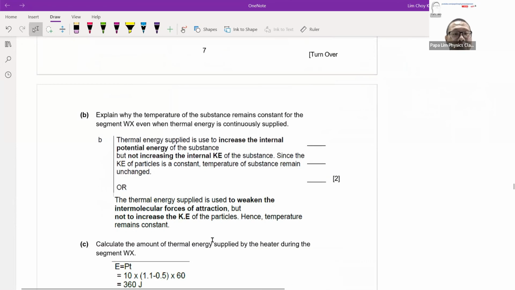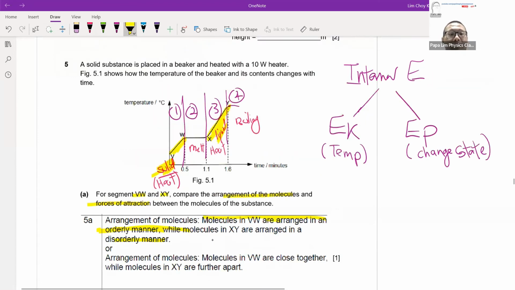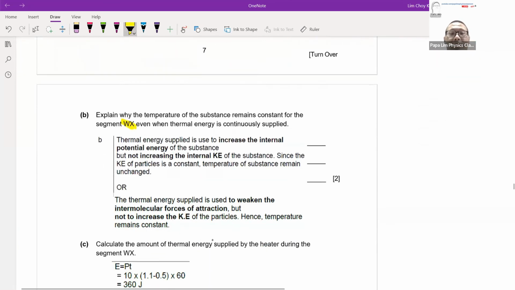Then we look at what happened to the segment WX. WX here refers to melting. When describing the energy change in melting, the student needs to describe what happened to the kinetic energy and what happened to the potential energy. If you've done it, you know the keywords, and you should write in a way that encompasses potential energy and includes kinetic energy. When we talk about potential energy, you should be looking at it.